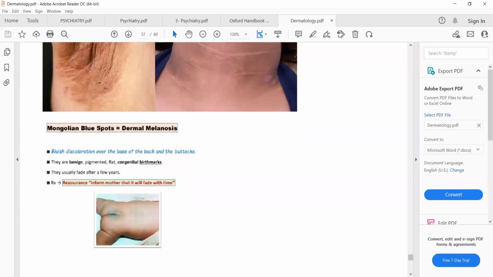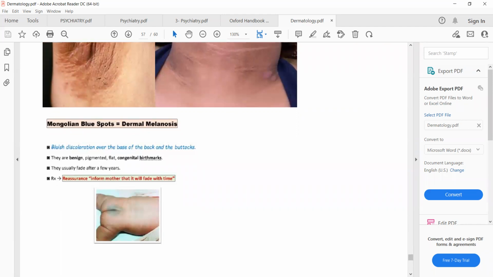Mongolian blue spot or dermal melanosis is basically a bluish discoloration over the base of the back and buttocks. They are benign, pigmented, flat, congenital birthmarks. So when a baby is born and if there is bluish discoloration over the base of the back and buttocks, your diagnosis will be dermal melanosis.